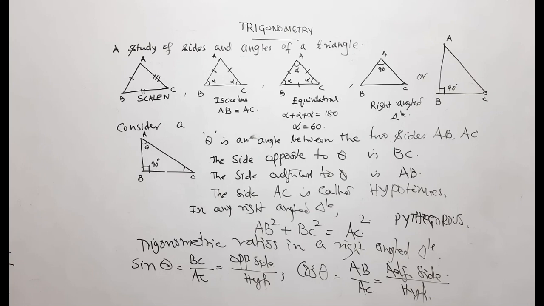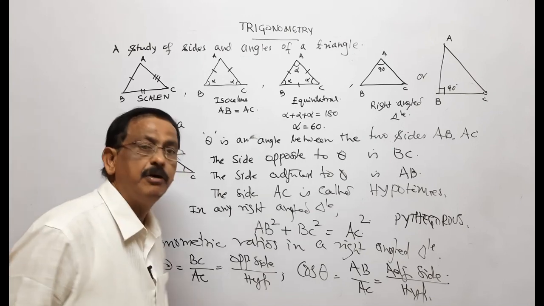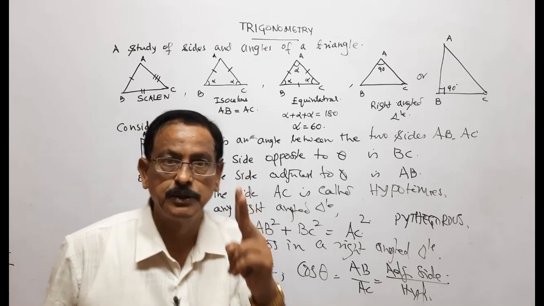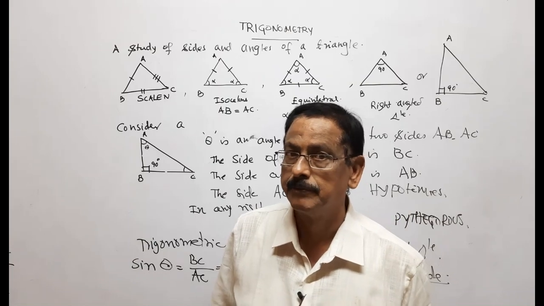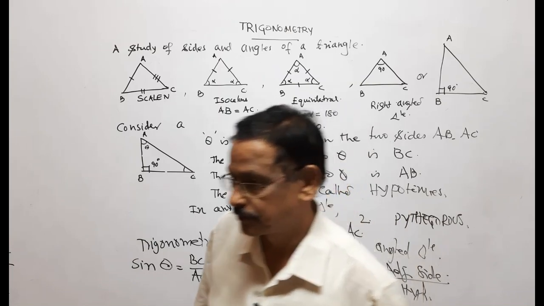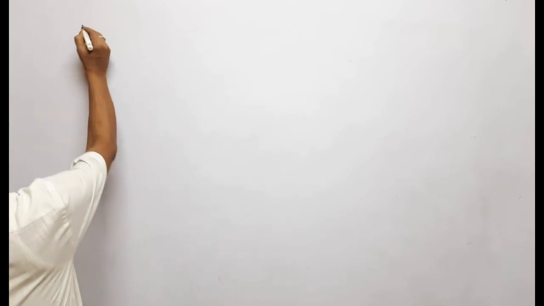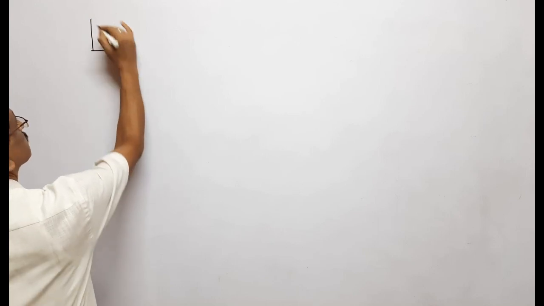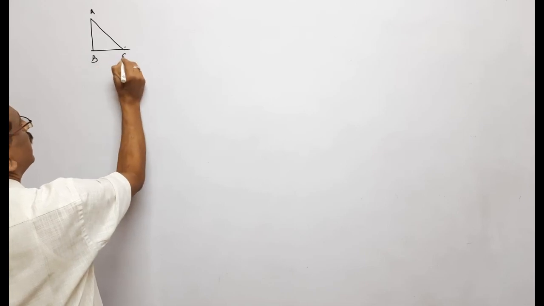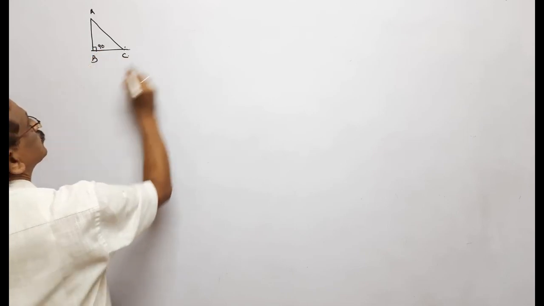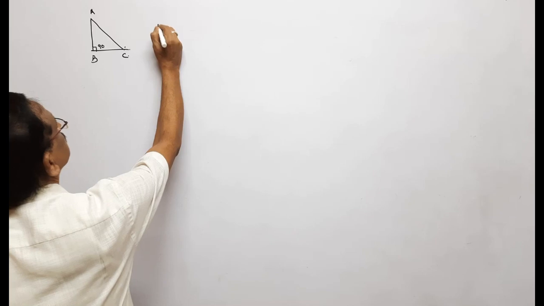I know two ratios, sine theta and cos theta. I play only with these. With these two ratios, I will develop 4 more ratios. They are called trigonometric ratios. So as we have done with sine and cos, look at this. A, B and C, this is 90. So sine theta and cos theta are defined.